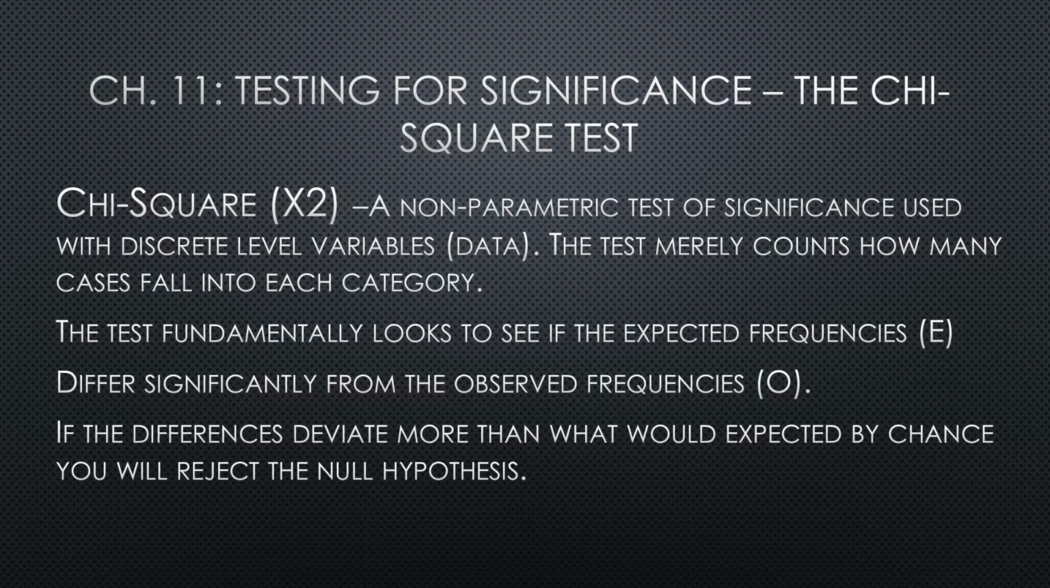I also put up some links, some videos you can watch on the internet that'll also help you with this. Okay, so chi-square is a non-parametric test of significance used with discrete level variables. What that means is non-parametric means that we're just dealing with frequencies. Okay, so make sure you know that.